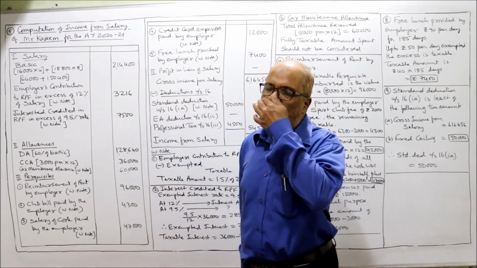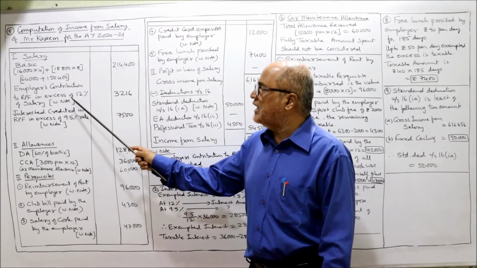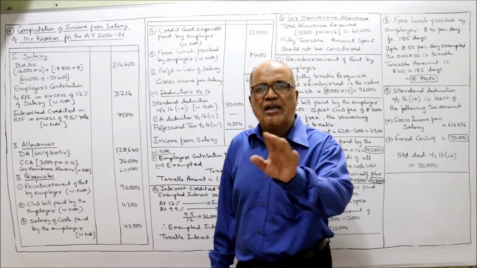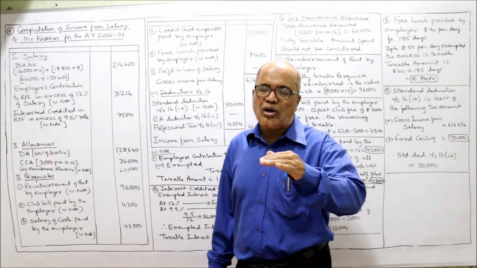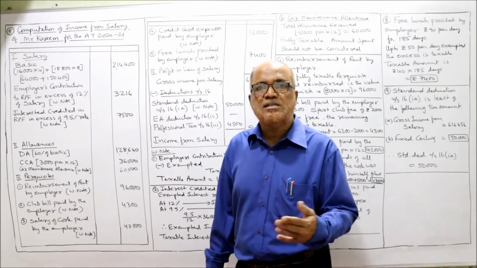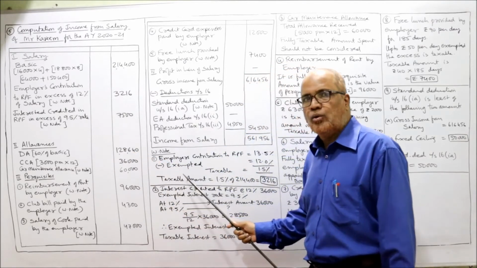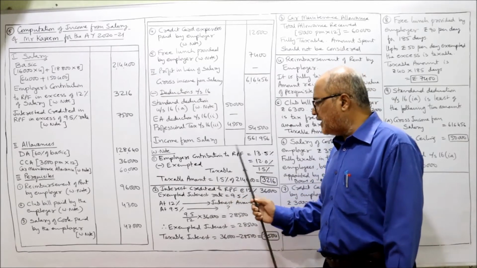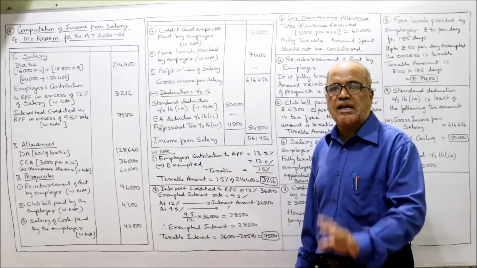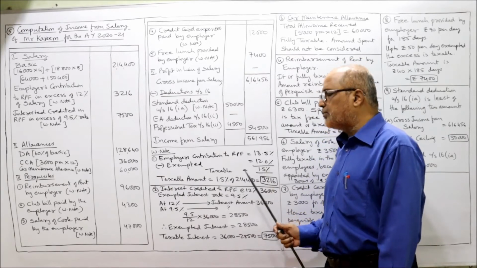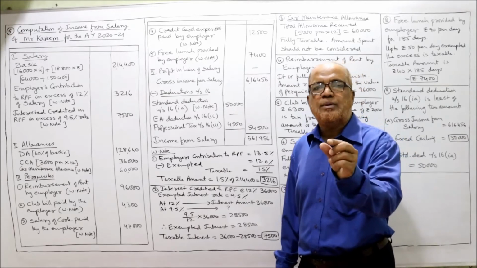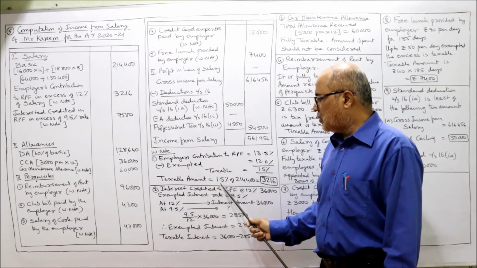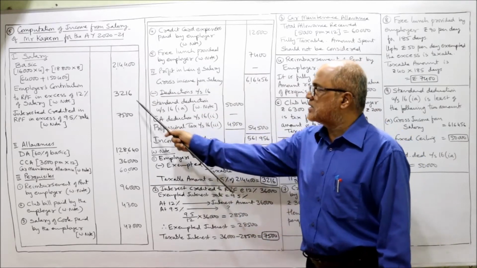Second, employer's contribution to RPF in excess of 12% of salary. Up to 12% of salary, if it is there, it is not taxable. If the contribution is more than 12%, it is taxable. So in the working note, I have explained here. Employer's contribution to RPF 13.5%. Exempted is up to 12%. So 13.5 minus 12, 1.5% is taxable. So 1.5% of basic. How much is the basic salary? 2,14,400. So 1.5% of 2,14,400, 3,216.